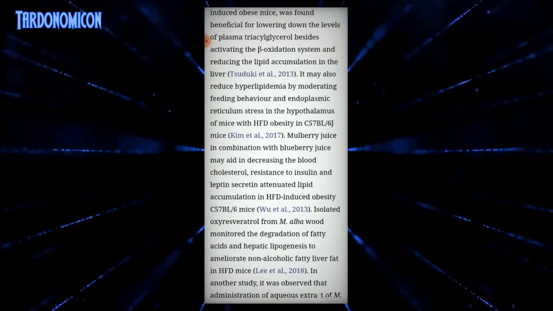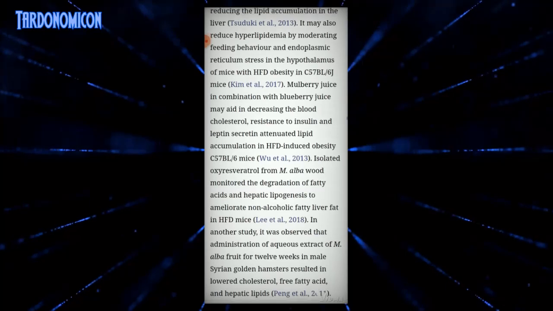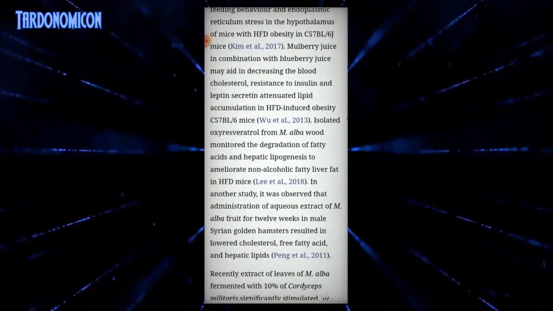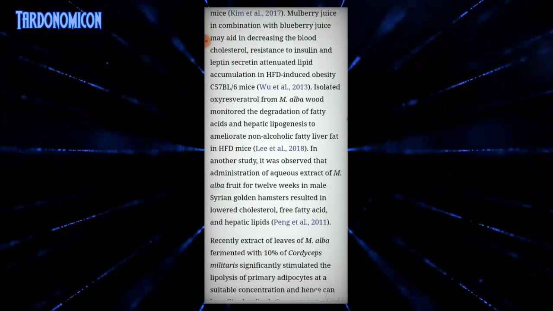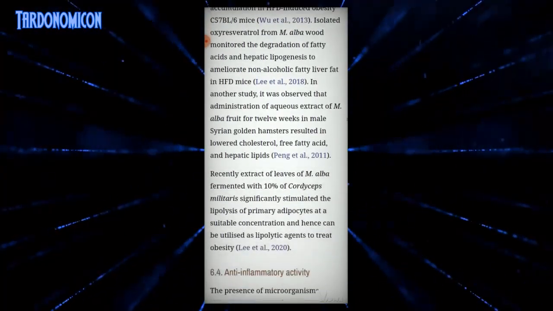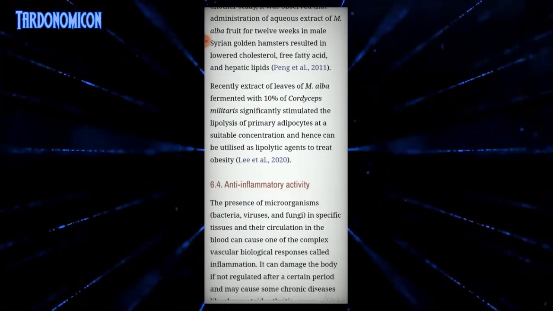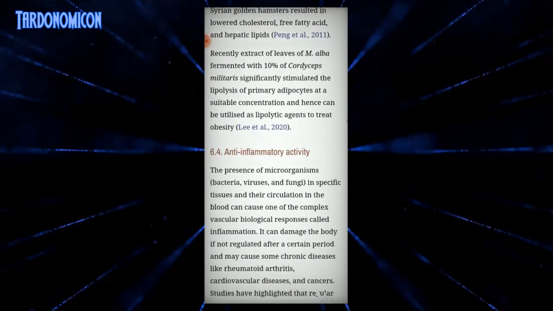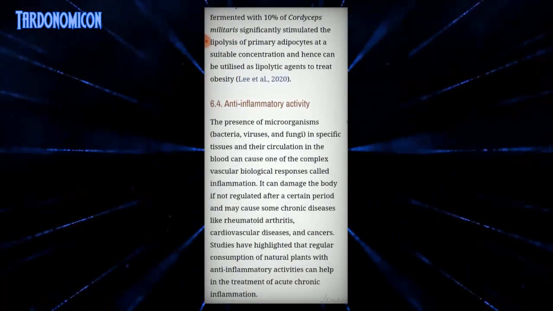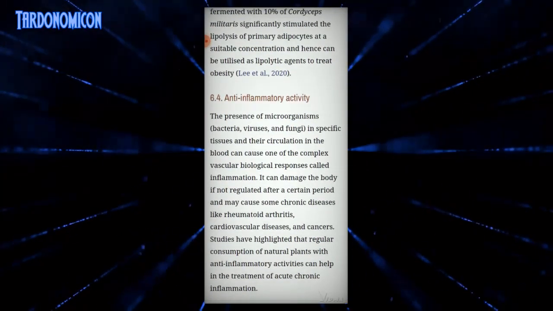Mulberry juice in combination with blueberry juice may aid in decreasing blood cholesterol, resistance to insulin and leptin secretion, and attenuated lipid accumulation. Isolated oxyresveratrol, and recently the leaves extracted with cordyceps, which is a mushroom, hence can be utilized as a lipolytic agent to treat obesity, meaning it helps get rid of fat.